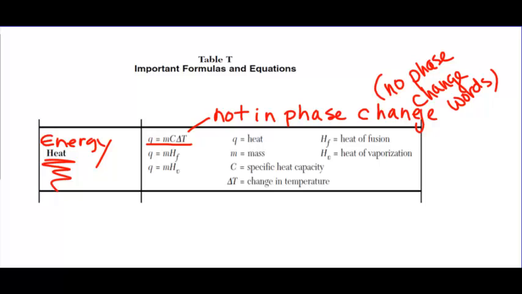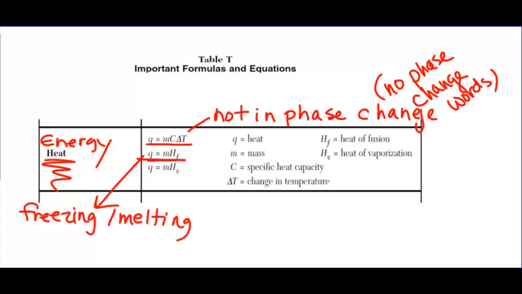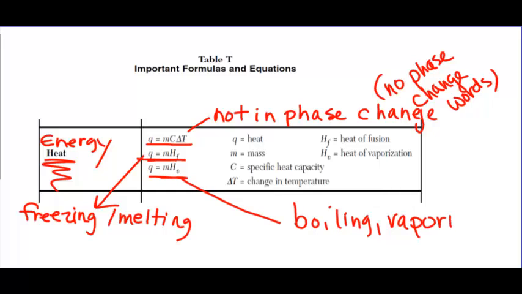You use this second one, this guy, when you're freezing or melting. So if you see words like melt or freeze, then you use the second one. And you use the third one when you're boiling, and the V word for boiling is vaporize. So if you see that word, or condense. And again, I'll walk you through a couple of examples. That's typically what we're going to use them for.